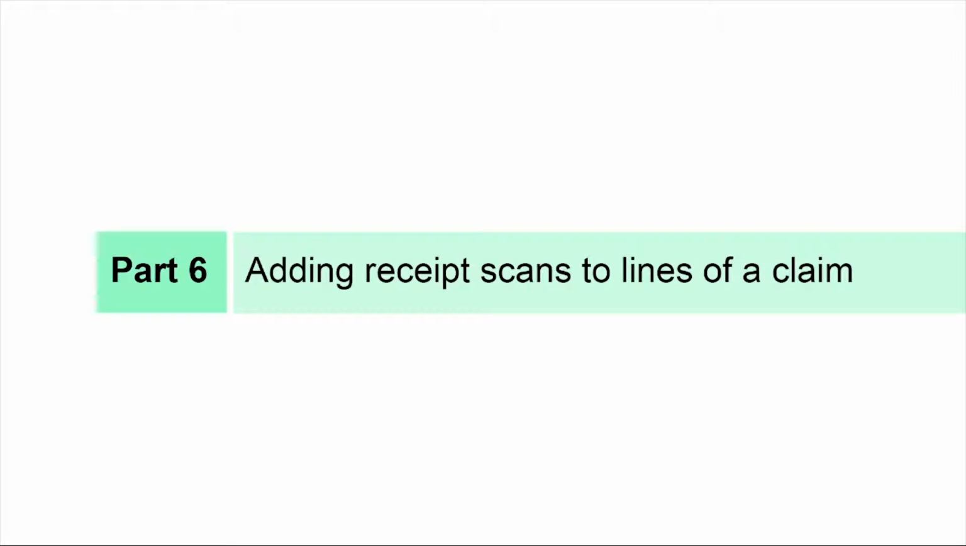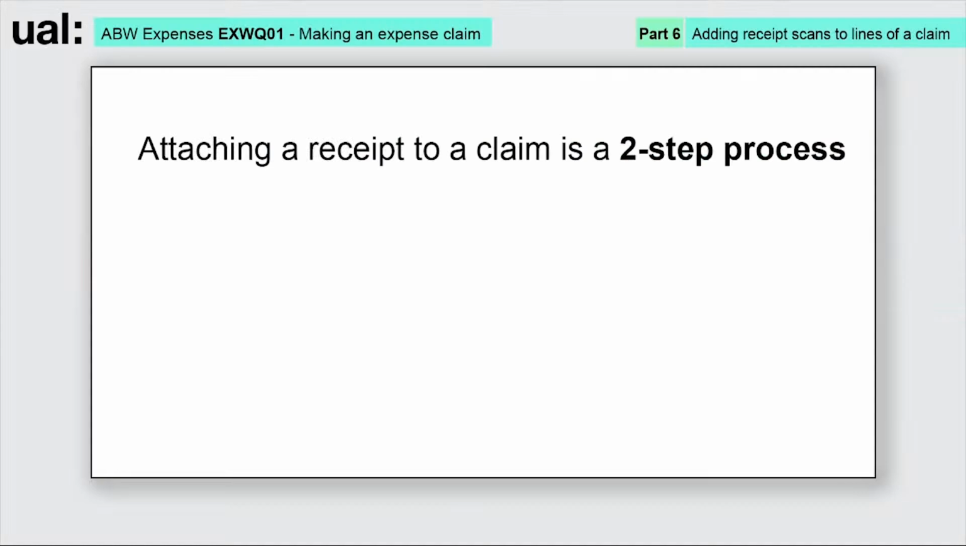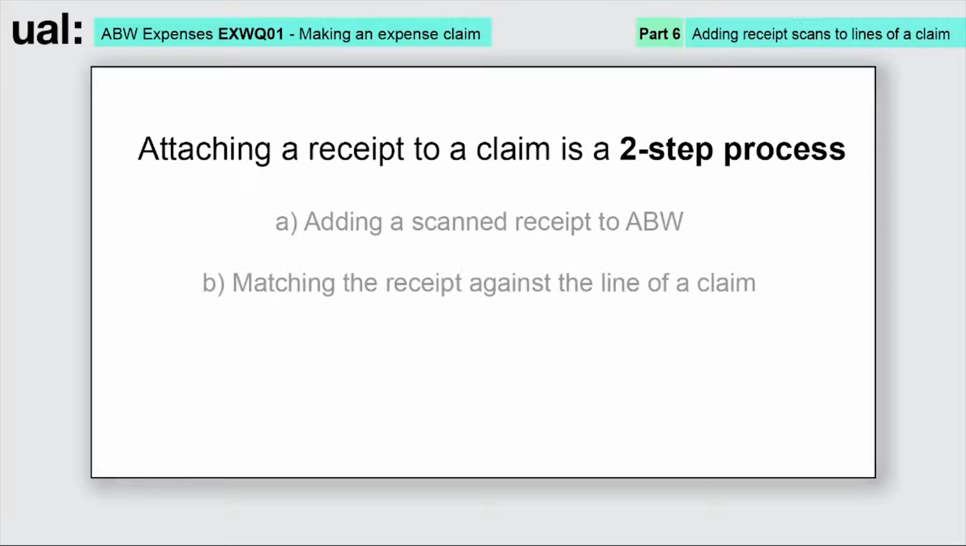Part 6. Adding receipt scans to lines of a claim. Adding a scanned receipt is a two-step process. The first step is to add the scan receipt to ABW. Then you need to match the receipt against the line of the claim. You will need a receipt for every line of the claim. Your claim may be rejected if there is not a receipt for each line.